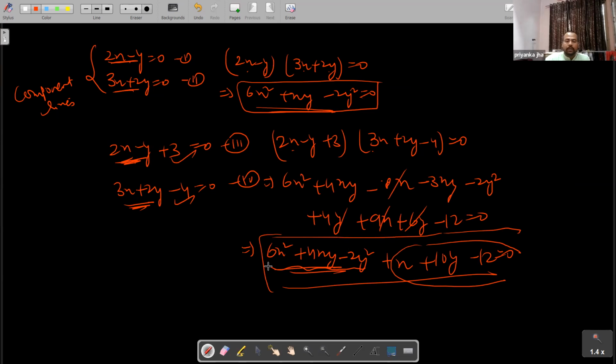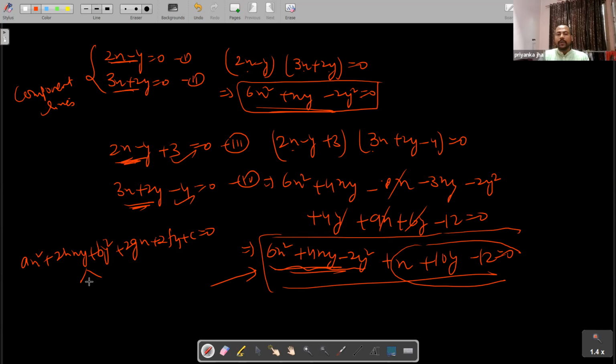So suppose you are given this kind of equation, ax squared plus 2hxy plus by squared plus 2gx plus 2fy plus c equal to 0. And you are asked to find the component lines. Component lines means the lines which will be represented by this pair of straight lines. You can simply do one thing. See, ax squared plus 2hxy plus by squared plus 2gx plus 2fy plus c equal to 0. It will represent two lines.